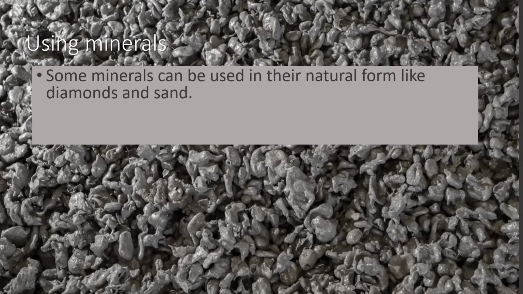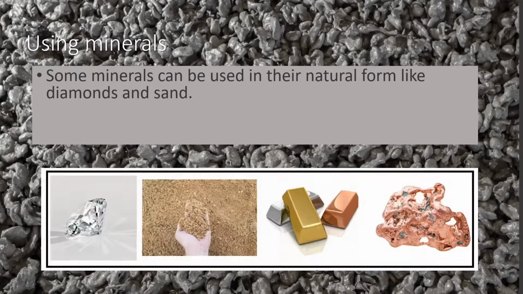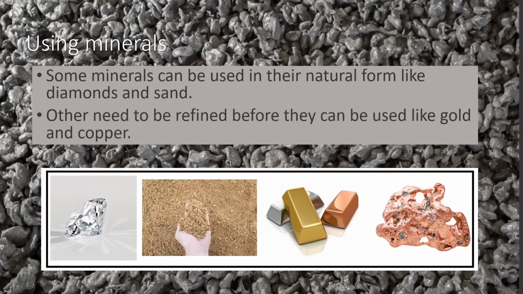of ore. There are some minerals that can be used in their natural form, which means once they are removed from the surface of the earth, we are able to use them as they are. An example there is diamonds and sand. But there are other minerals or other substances which first need to be refined before they are used. Two examples of these types of minerals are gold and copper.